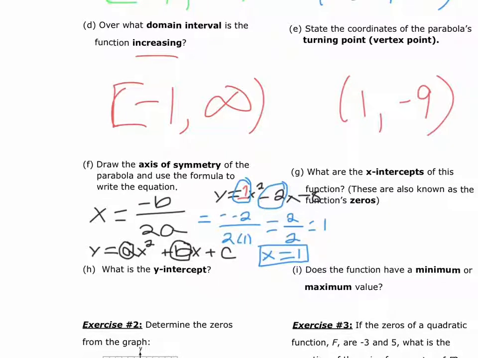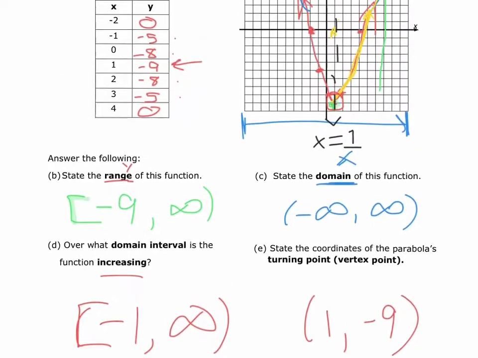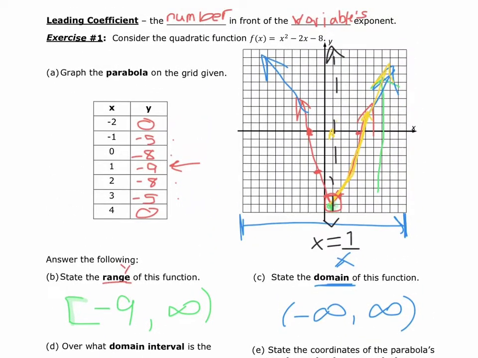Then our next one are x-intercepts. Our x-intercepts are also our zeros. We're just going to look at the points where it crosses our x-axis. I'm circling it right now in black, and I'm circling the other one because it crosses the x-axis 2 times. So there should be 2 answers here.